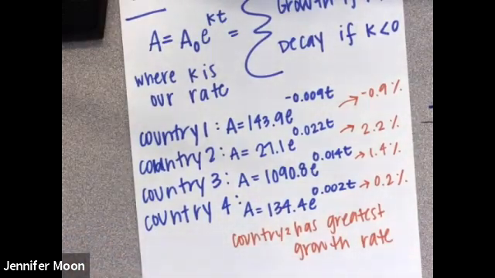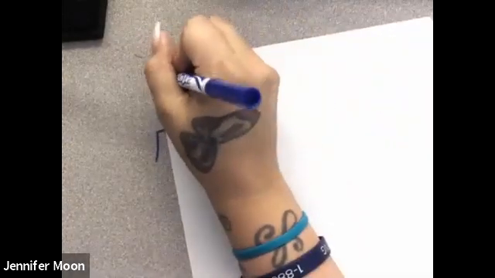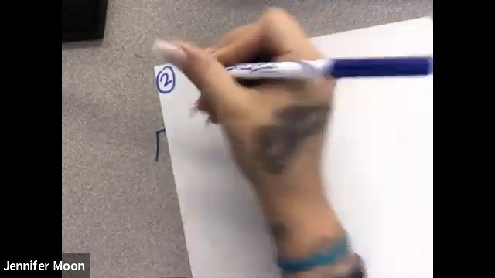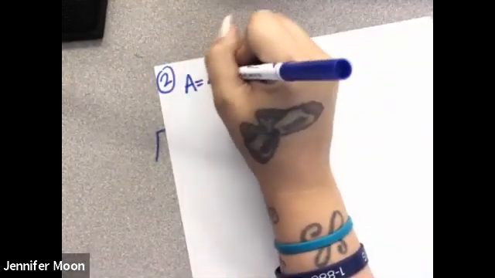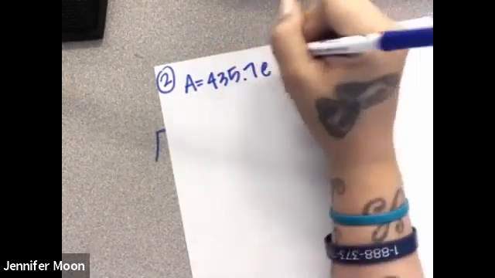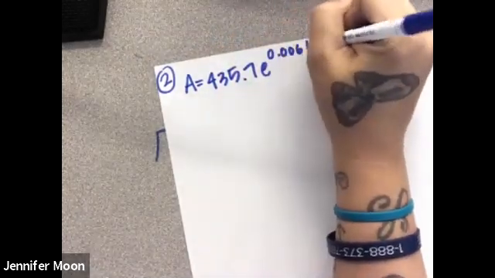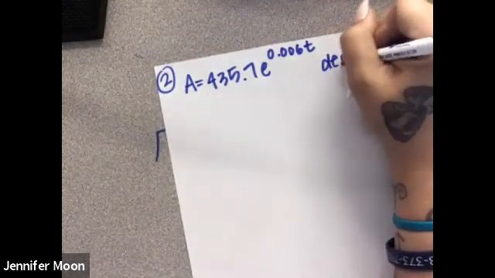Okay, so let's actually do a problem, okay? I said they're kind of wordy. That's not really too bad, but this one says A equals 435.7 e to the 0.006t. So I guess that would be our first problem on the first page. We have A equals 435.7 e to the 0.006 t.